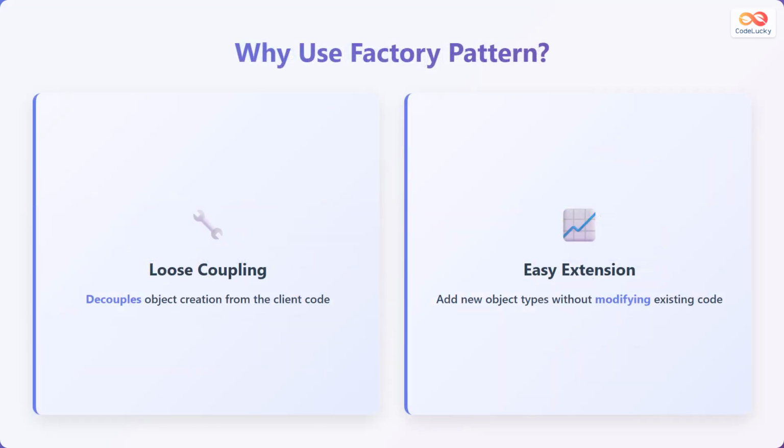Why should you use the factory pattern in your projects? First, it promotes loose coupling, which means it decouples object creation from the client code. This makes your code more flexible and easier to maintain. Second, it allows for easy extension. You can add new object types without modifying the existing code. It simplifies the process of adding new functionalities.